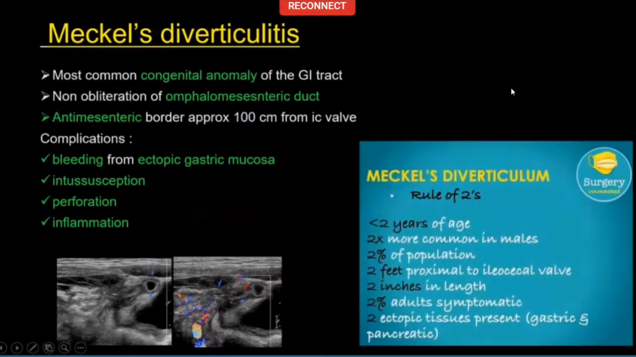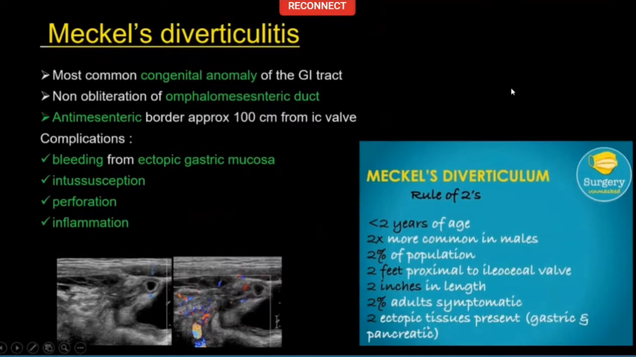So you need to remember the golden rule, that is the rule of 2, which is used in Meckel's diverticulum. The rule of 2 comprises of: it will usually affect less than 2 years of age. It is 2 times more common in a male child. It will affect 2% of the population. As I said, it is approximately 100 centimeters from the IC valve, so that is 2 feet proximal to the IC valve. It is 2 inches in length, and 2% of adults also may manifest symptoms.